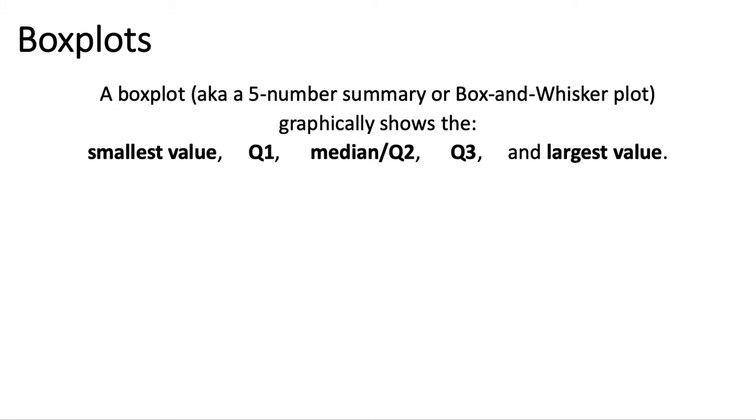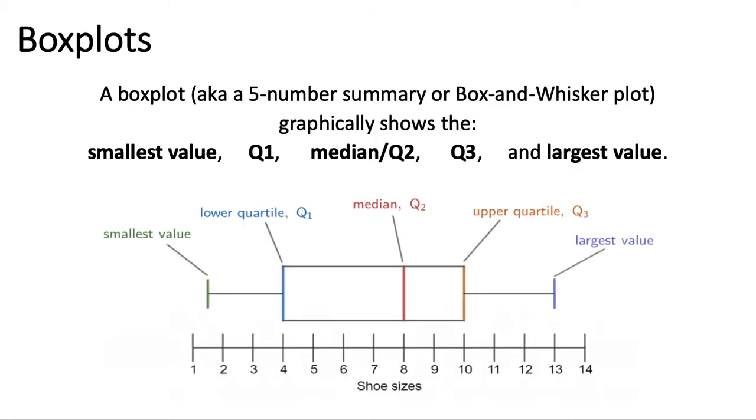In this short video, we are going to discuss how to create and analyze box plots. A box plot, also known as a 5-number summary or box and whisker plot, graphically shows the following 5 values: the smallest value in the data set, the first quartile, the median, also known as the second quartile, the third quartile, and the largest value in the data set.